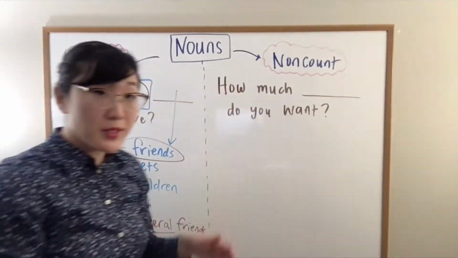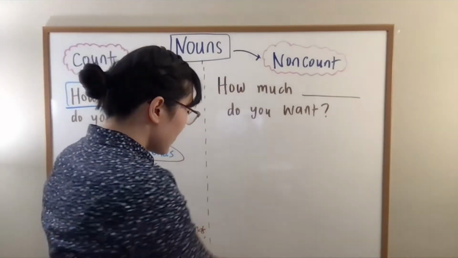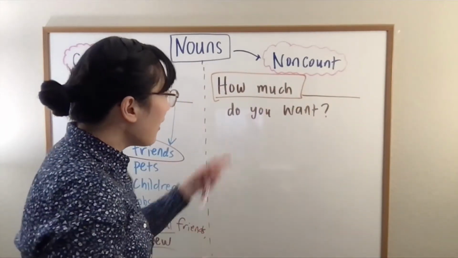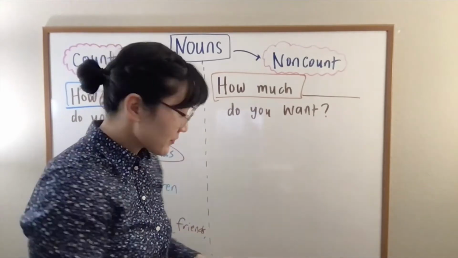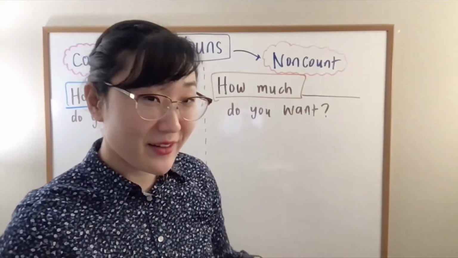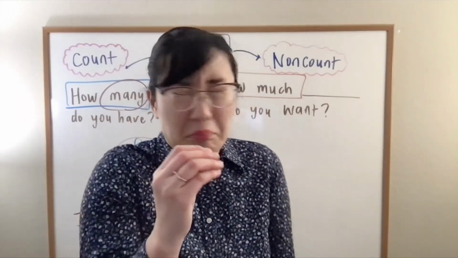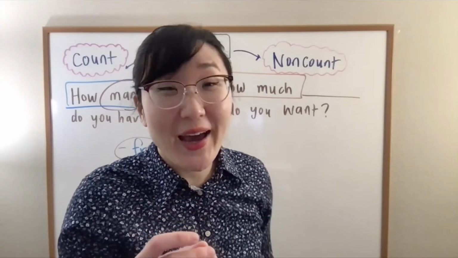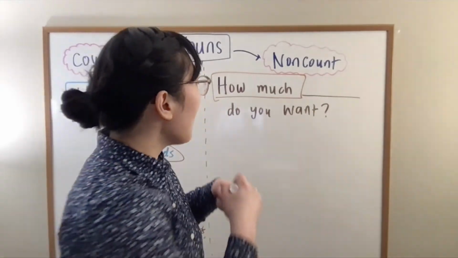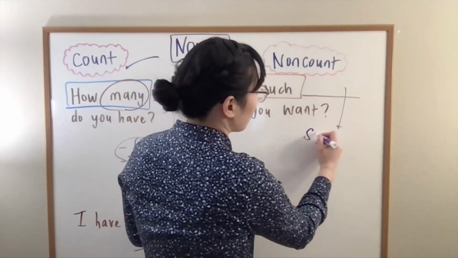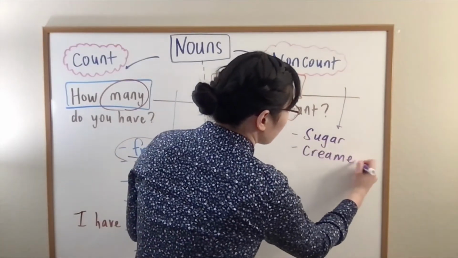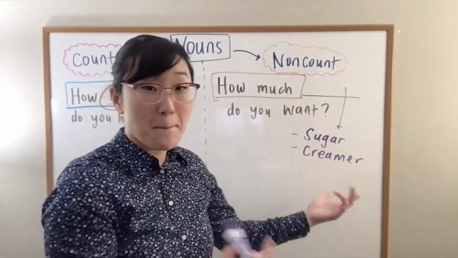On this side, when we talk about non-countable nouns, let's take a look here. We're going to use the word how much in the question. How much something do you want? So let's say we are drinking coffee together. You and I are drinking coffee together. And I drink my coffee and, oh, it is very strong. I need maybe some sugar, some cream. And you ask me, how much sugar do you want? How much creamer do you want, right? That's liquid, right? Or milk.